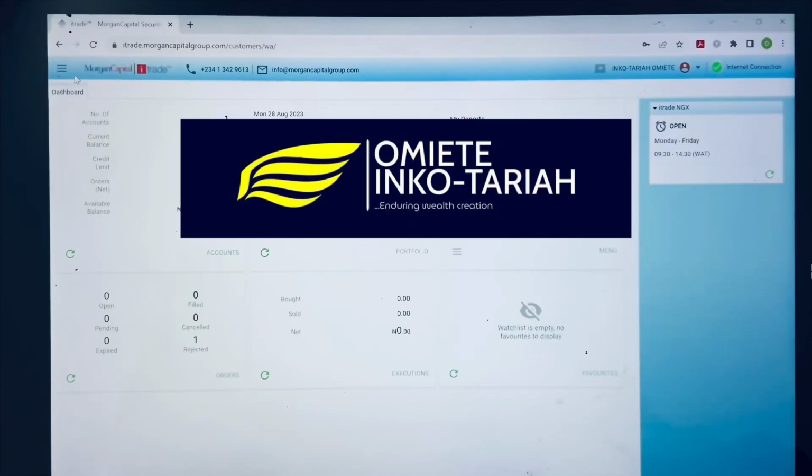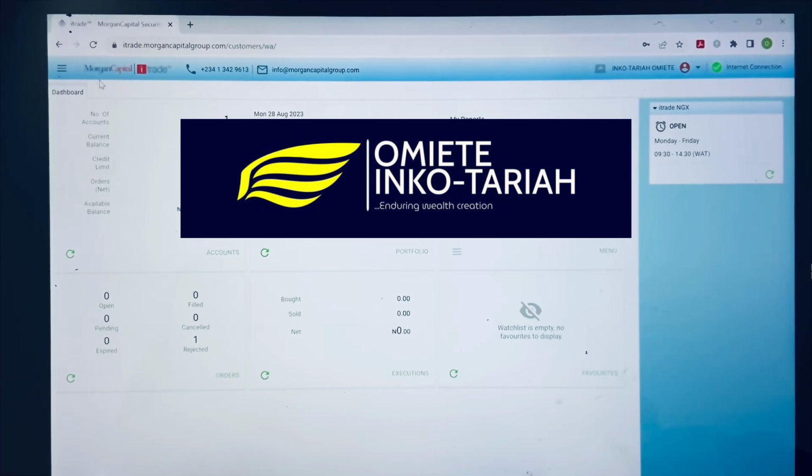You're welcome to this tutorial on how to navigate your way through Morgan Capital Group's iTrade platform to enable you to buy and sell stocks. First of all, when you log in for the first time, this is the landing page.